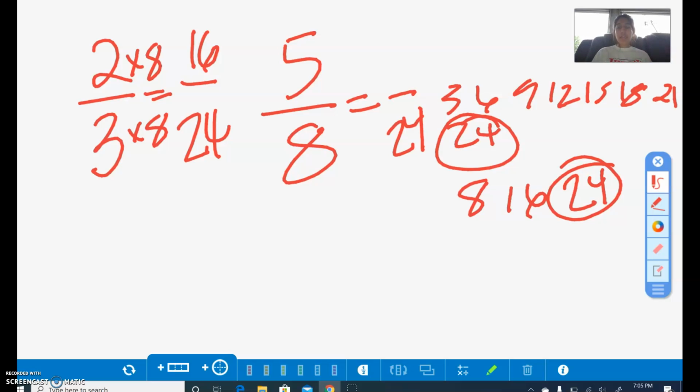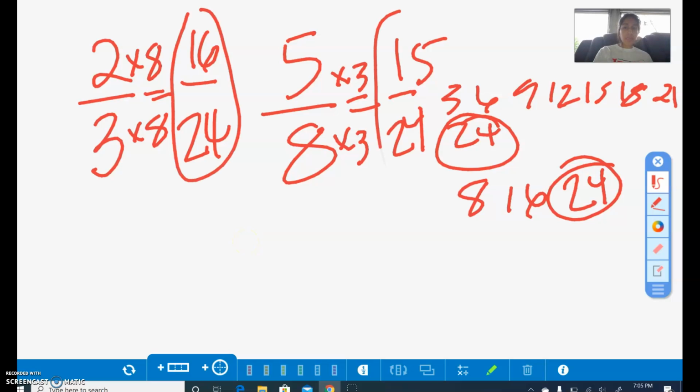I did the same thing for the other fraction. How did I get from 8 to 24? So I need to multiply by 3. Whatever I do to the denominator, I must do to the numerator. So I'm going to do that same thing, because 3 over 3 is 1 whole. 5 times 3 is 15. Here's my new numerator.